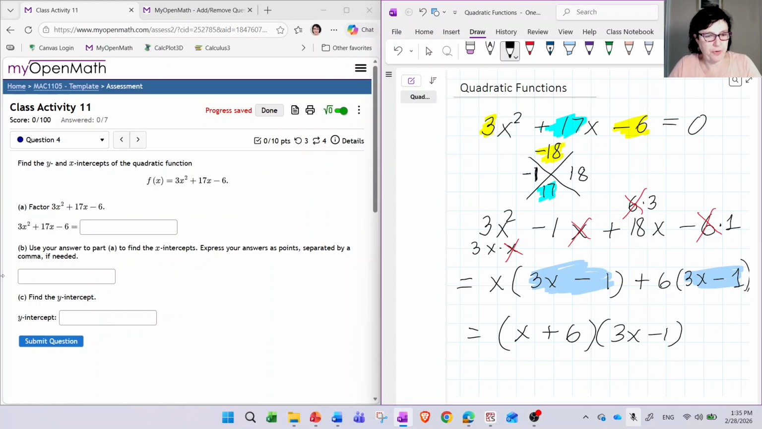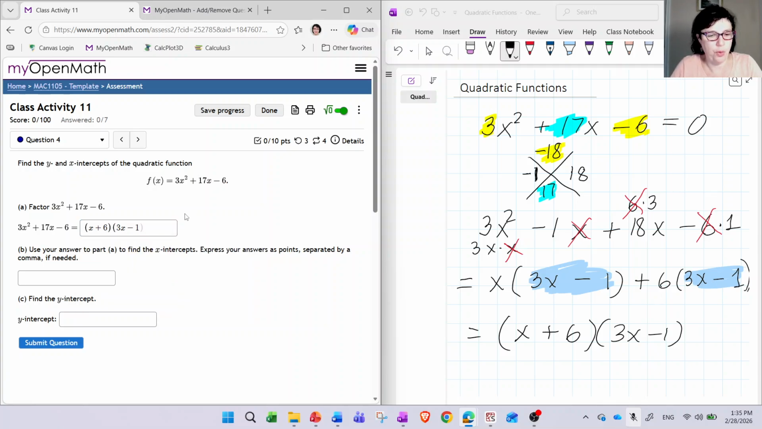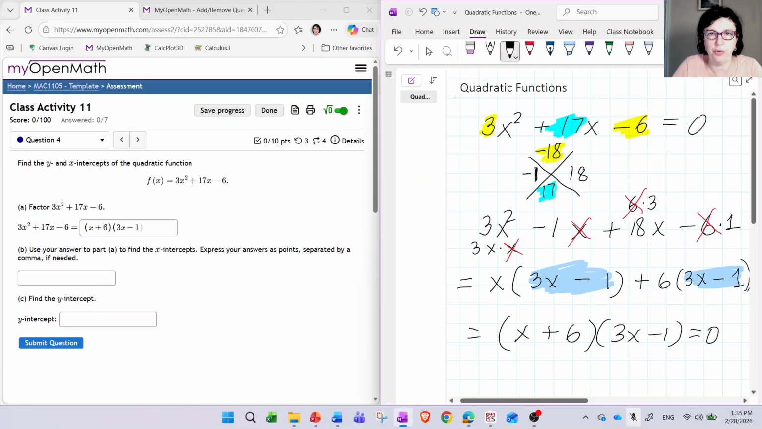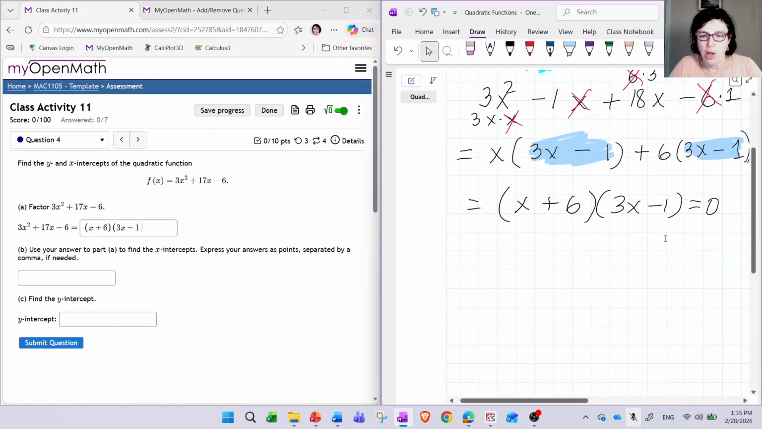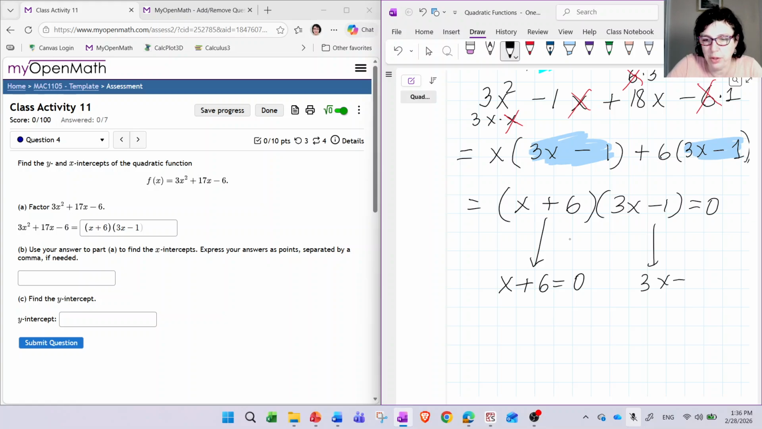Okay, now that I factored it, I'm just going to put it here. And now I want to know, what would be the x-intercepts? Now, what was the whole purpose of this factoring? Why did I do that? Because now I'm going to use what's called the zero factor property. That means that I'm going to take the x plus 6 and set it equal to 0, because I know that if you have two factors that are multiplied and they give you 0, there is only one way that can happen. Either one of them is 0 or the other one. It's one or the other.